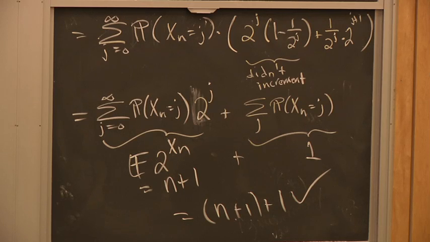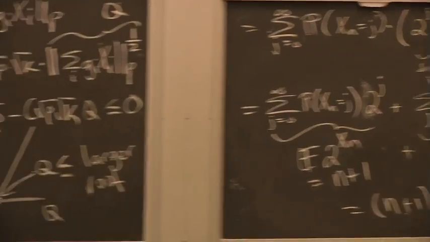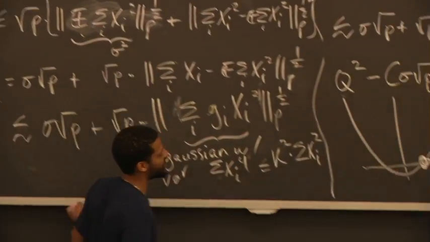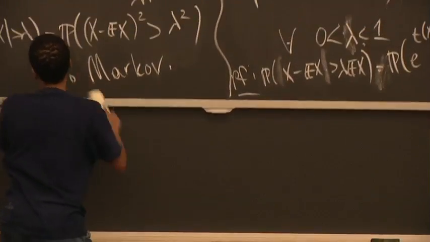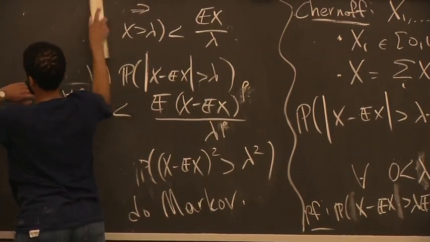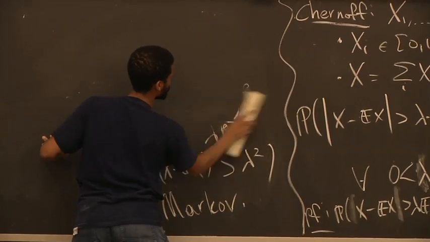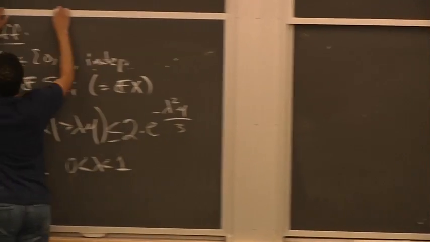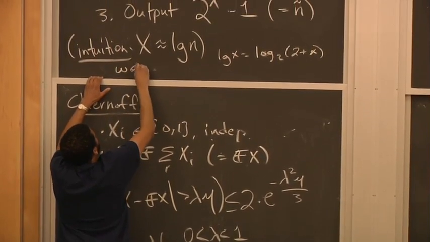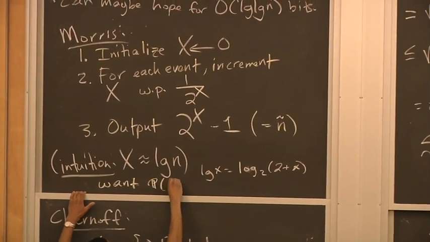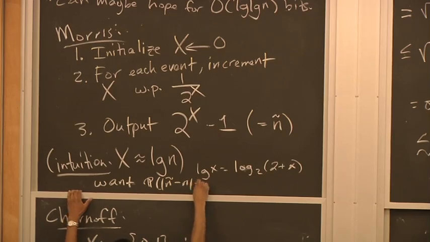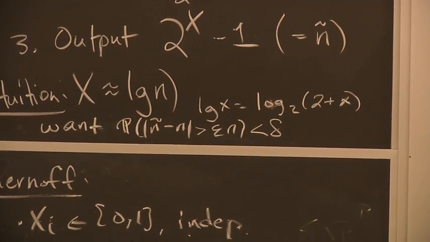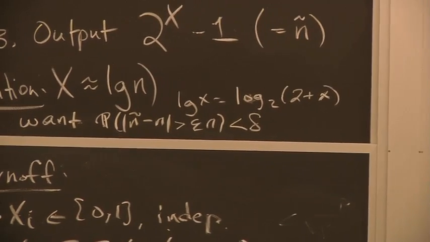Okay, and that's great. So we know at least this thing is giving us the right thing in expectation. But what we want is not just that it's right in expectation. We want that the probability that n tilde deviates from n by more than epsilon n is at most delta, right? That's what we really wanted. We want to say it's close with high probability. Okay, so let's bound the variance.